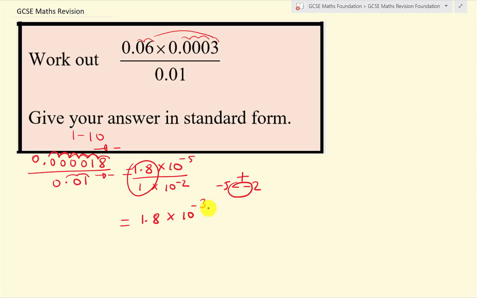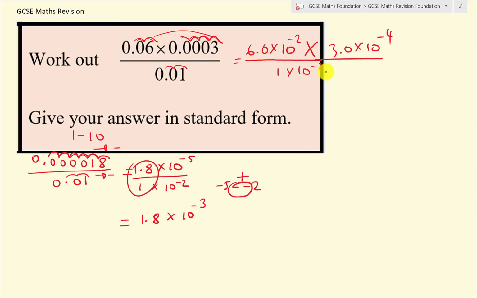Now the other way of answering this question is by changing each decimal number into standard form first. So this one would be 126.0 times 10 to the power of minus 2. Times it by 1, 2, 3, 4, so we need to move it 4 places to the right. So 3.0 times 10 to the power of minus 4. Dividing that by 1, 2 places to the right, so it'll be 1 times 10 to the power of minus 2.